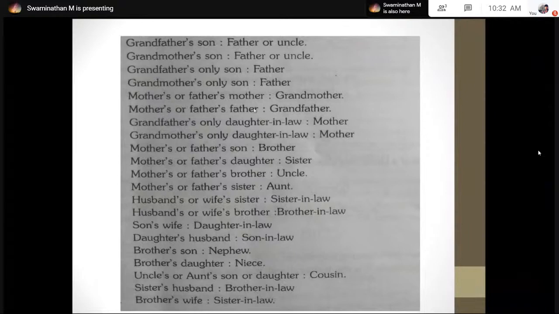Mother's or father's mother is grandmother. Mother's or father's father is grandfather. Grandfather's only daughter-in-law or grandmother's only daughter-in-law is your mother. Please understand, grandfather's only daughter-in-law means your mother.